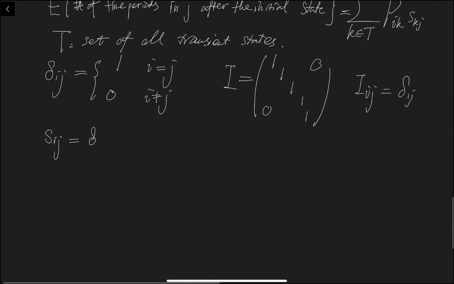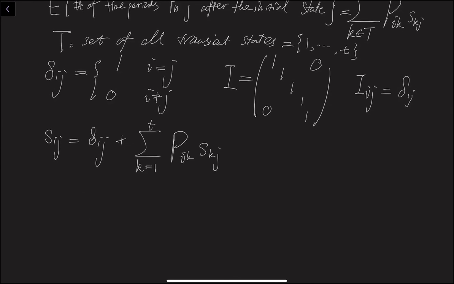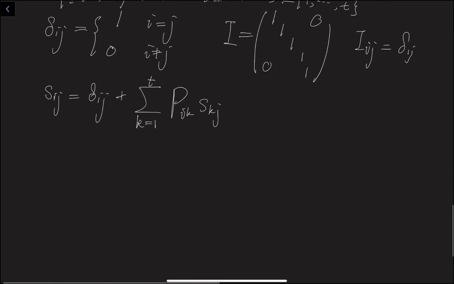And therefore, this is, let me use this K from 1 to little t. And this equals, K from 1 to little t, and this is nothing but P_IK times S_KJ. And furthermore, we can further write down this equation in matrix form.